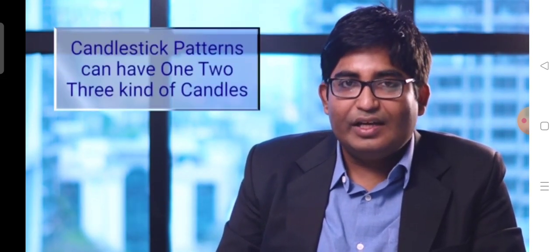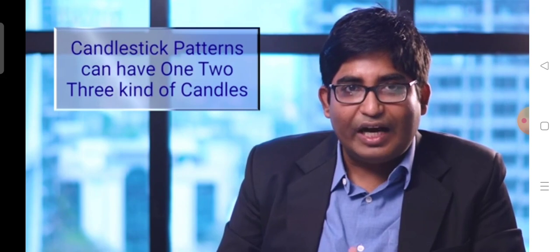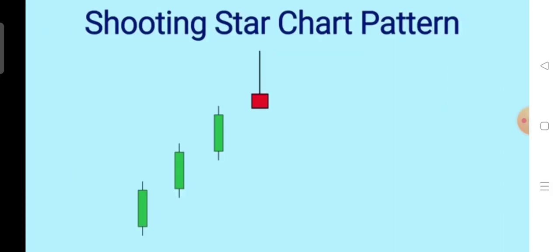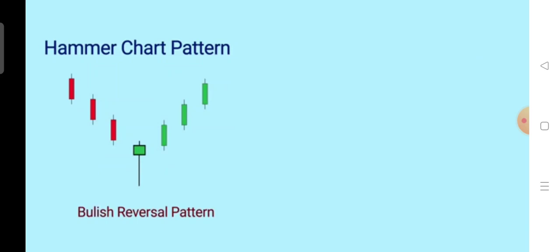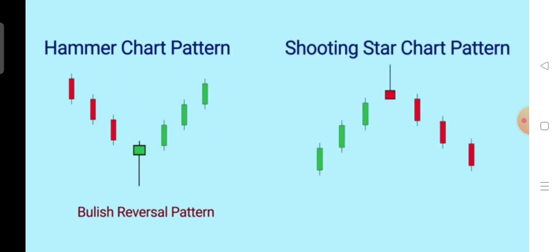Now, as we have said, candlestick patterns can have 1, 2, or 3 candles. So let us begin our understanding with the single candlestick chart patterns. Out of them, initially we begin with the hammer chart pattern, and then we go on to the shooting star chart pattern. Both of them are mirror images of each other. Hammer is for bullish reversal and the shooting star is for bearish reversal.